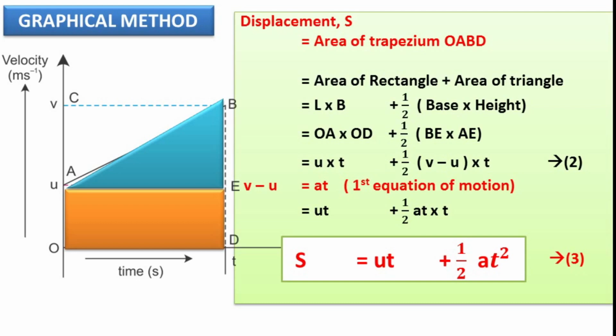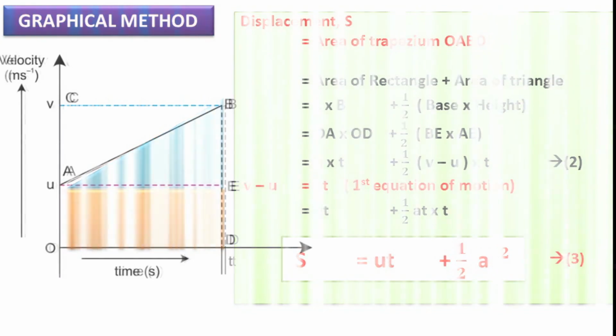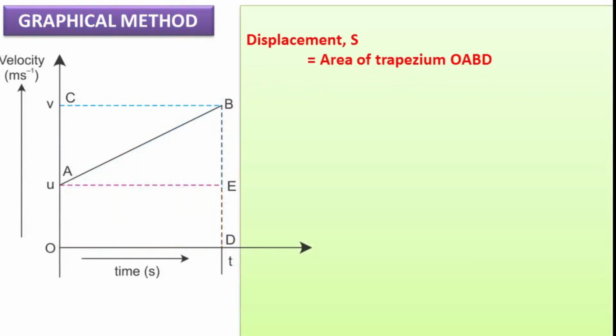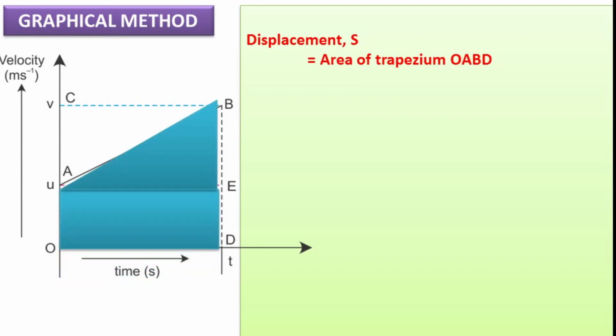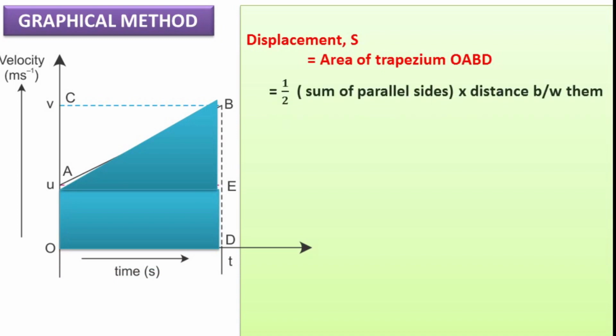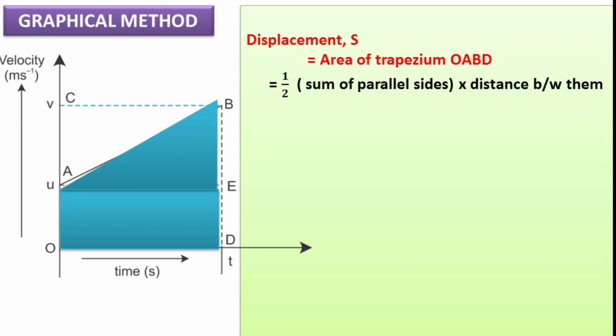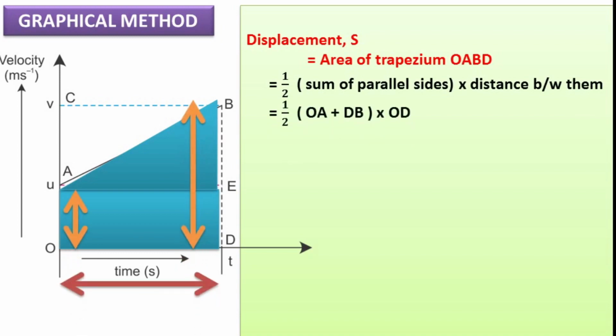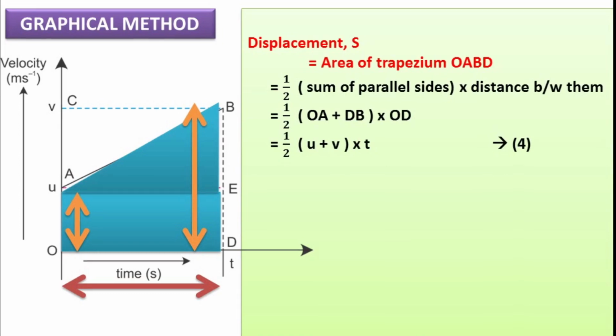Now let us find out distance by finding the area of trapezium OABD. So s is equal to the area of trapezium OABD, and the formula for the area of a trapezium is 1 by 2 into sum of parallel sides multiplied by distance between them, which is equal to 1 by 2 into (OA plus DB) multiplied by OD, which is equal to 1 by 2 into (u plus v) multiplied by t. Let us write this as number 4.